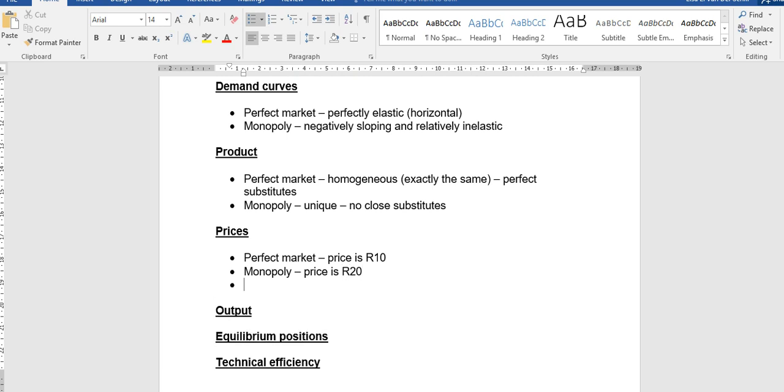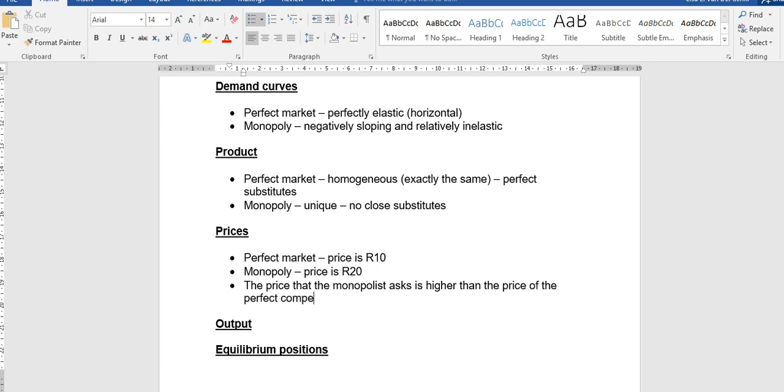Now obviously we need to do the comparison. The price that the monopolist asks is higher than the price of the perfect competitor. That's the comparison. We say the perfect market, this is the price. The monopoly, this is the price. Obviously, we can see that the monopolist's price is much higher than the price that the perfect competitor would be asking.